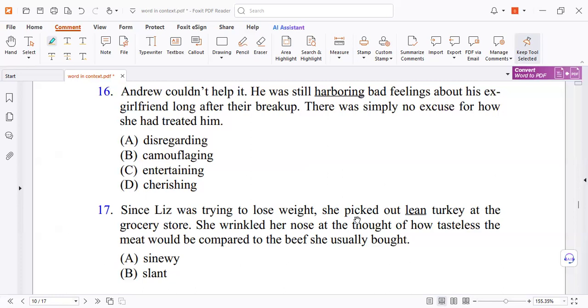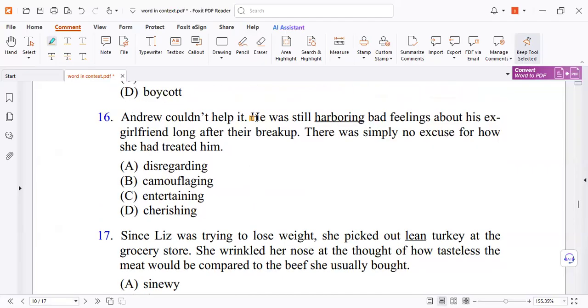The answer is B. You think it's B, but no. You know, camouflaging is just like you are going to deceive, play tricks, but we need to describe a person and feelings. So you wanted to deceive people by feelings or entertain, you know it.